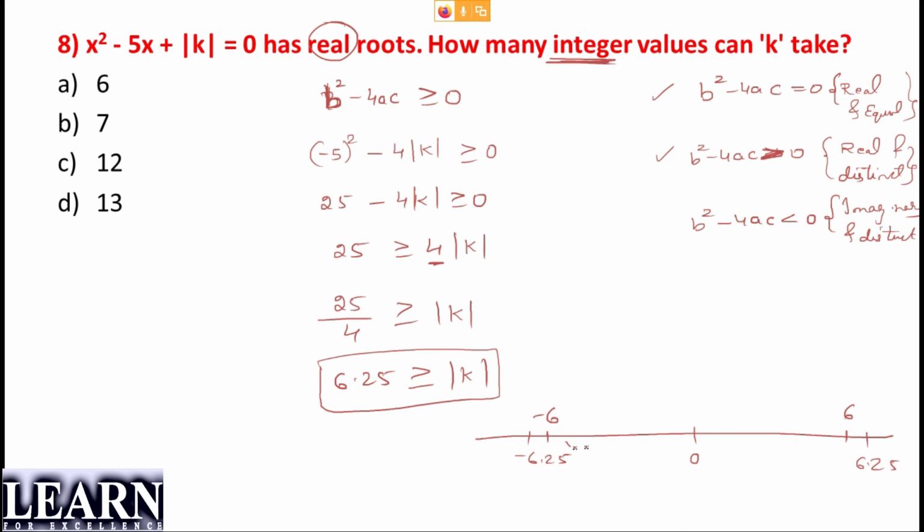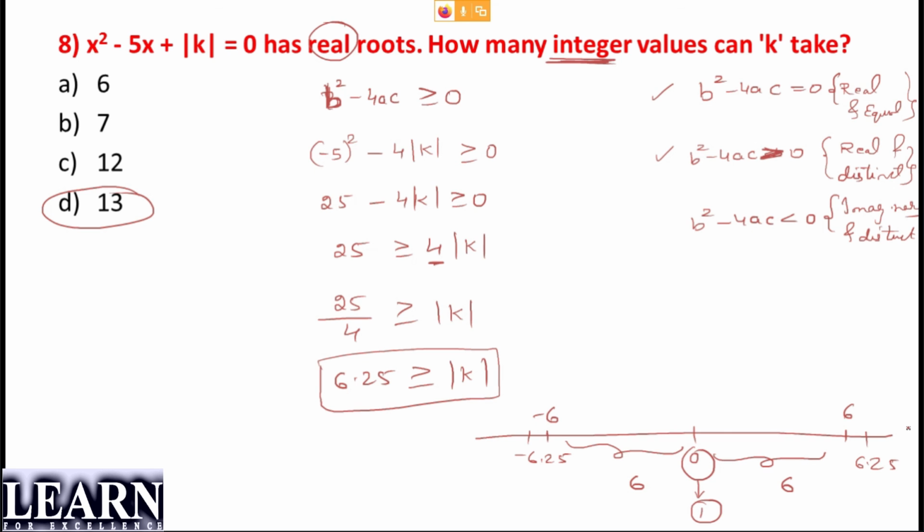So from here to here, I have 6 values. From here to here, I have another 6 values. And one value at the center, one more value. So there are a total of 13 integer values. So 13 values are possible. Is it clear, guys? Any doubts? Please unmute your audio and let me know, or you can text in the chat box. Please let me know if you have any doubts.